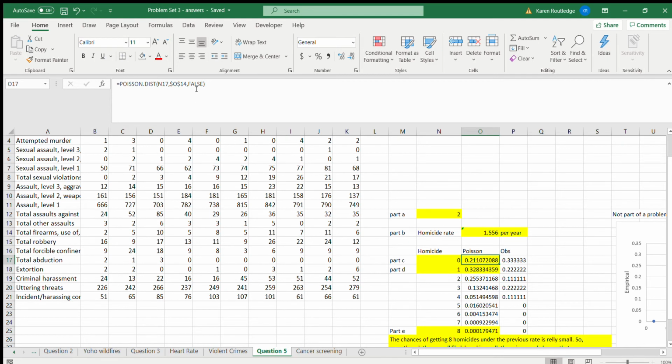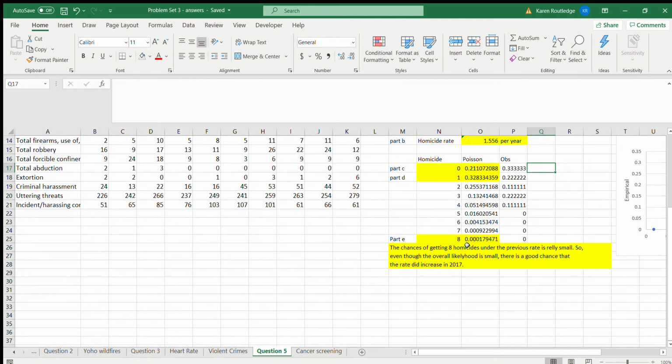And we do not want a cumulative probability. We want the specific probability linked to 0 homicides. So false in this case. And it tells us that the probability based on this particular rate using the Poisson distribution is about 21% for no homicides. For part D, we do it the exact same way, exact same formula, except we're asking for 1 homicide instead of 0 homicides. And we get about 33% for 1 homicide.